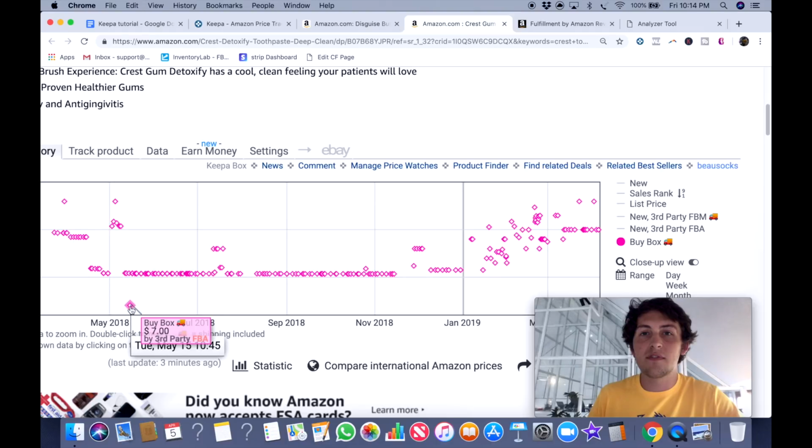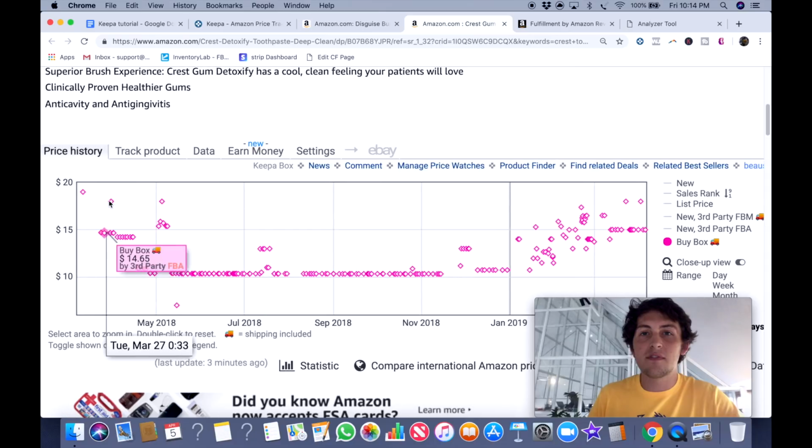That may have just been a mistake, or someone accidentally put the buy box price down, because we see it just went right back up. So I'm not really going to count that because it seems like an outlier. But we do see it's been up.